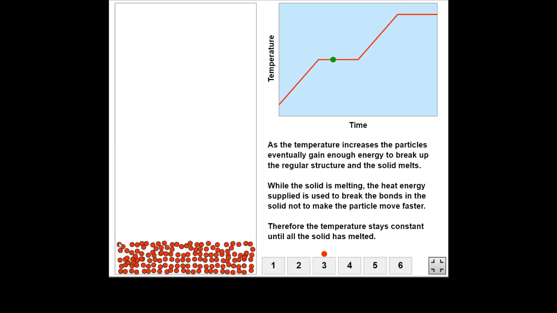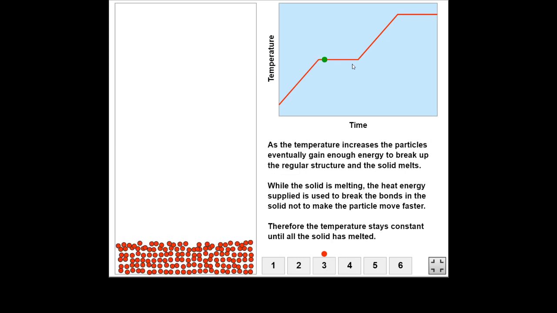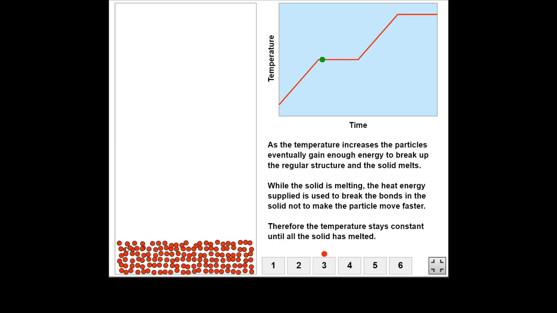what I said about those bonds starting to break, so all these particles, they're now able to change position a little bit more. So if we go back again, in this particular one, so when you click on 3, this little animation works across here. Remember I said that the flat sections are changes in state. So we're going from a solid at the start to a liquid.